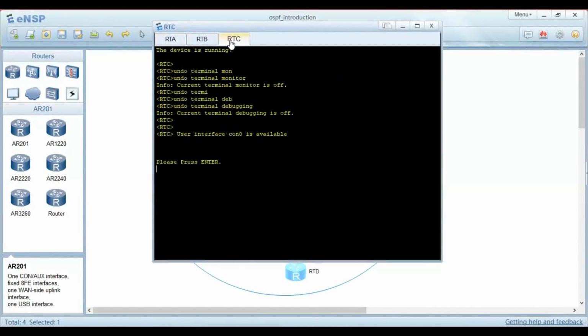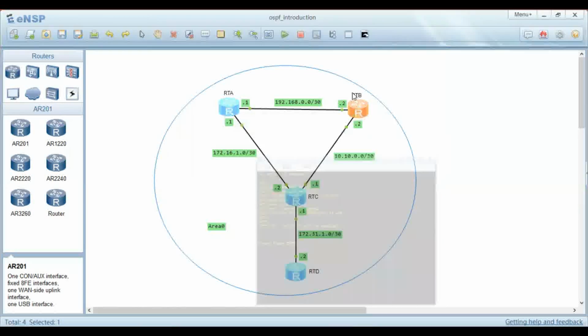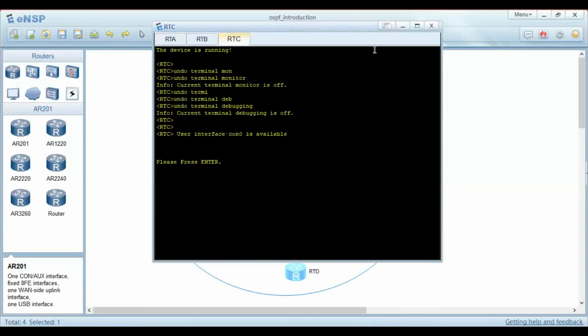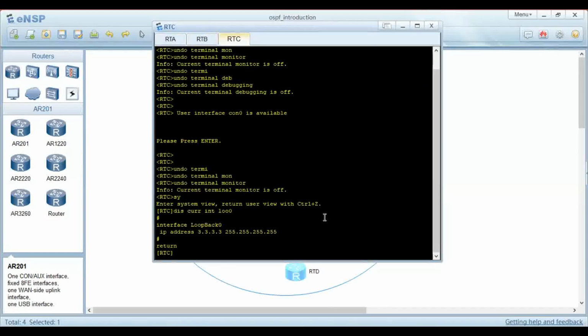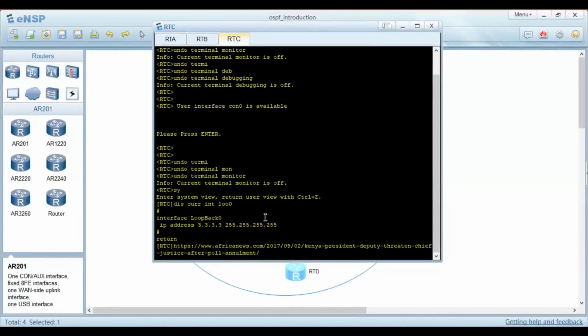So now let's add a third router. Let's add this one to the OSPF process as well. So undo terminal monitor. First, let's see the interface here, loopback 0. What is the IP address for loopback 0? It's 3.3.3.3.